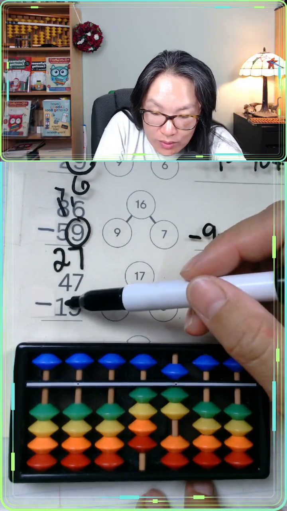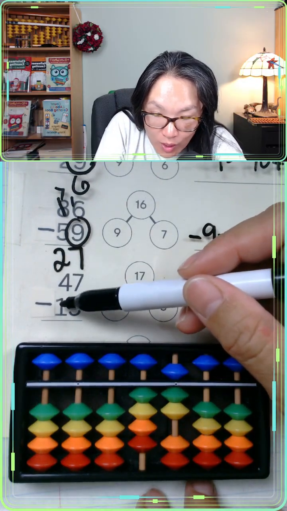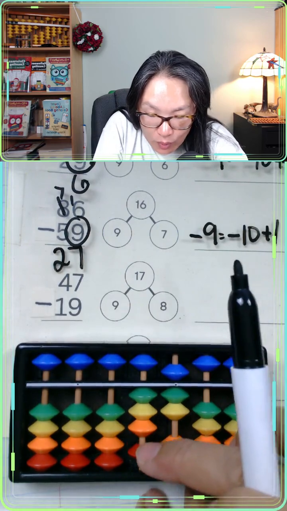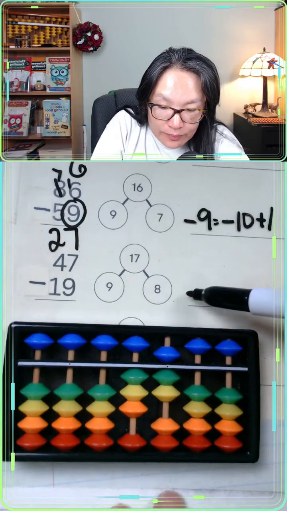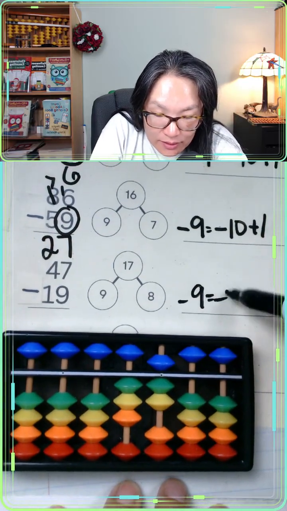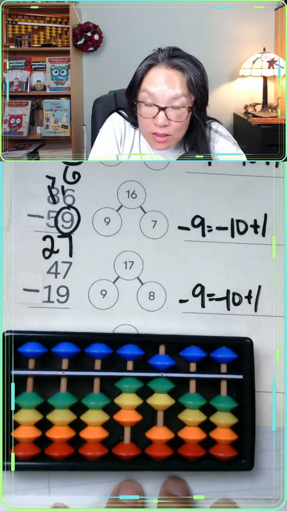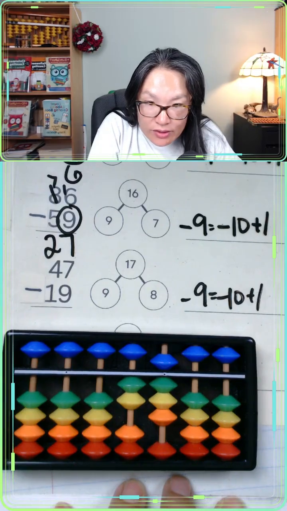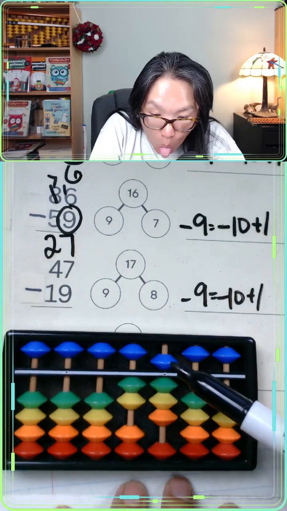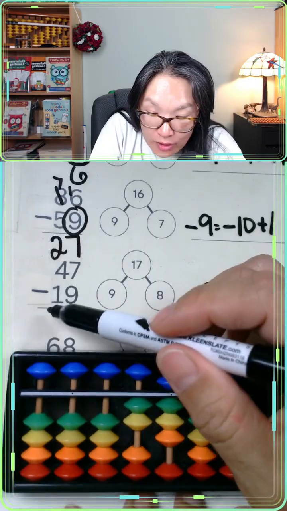What I want to do is take away 19. Take away 1, take away 9. Again, minus the 9 is what? Minus the 10 plus the 1. So I'm going to take away the 10 and then plus the 1. And my final answer is 28.